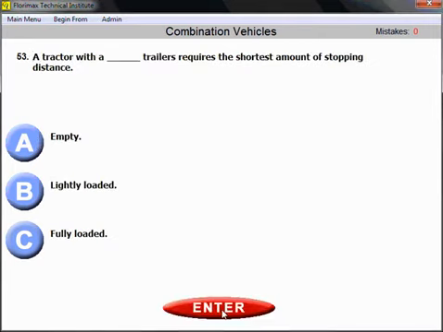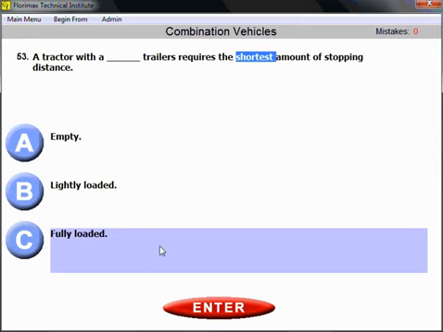Question number 53. A tractor with what kind of trailers requires the shortest amount of stopping distance? Okay, the shortest, and definitely the shortest would be fully loaded. A tractor with a fully loaded trailer or trailers requires the shortest amount of stopping distance. Okay, empty, lightly loaded would require longer distance to stop.